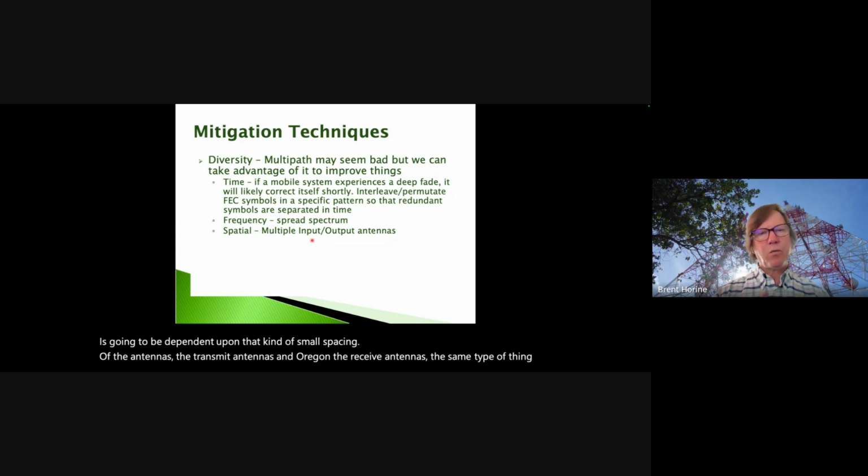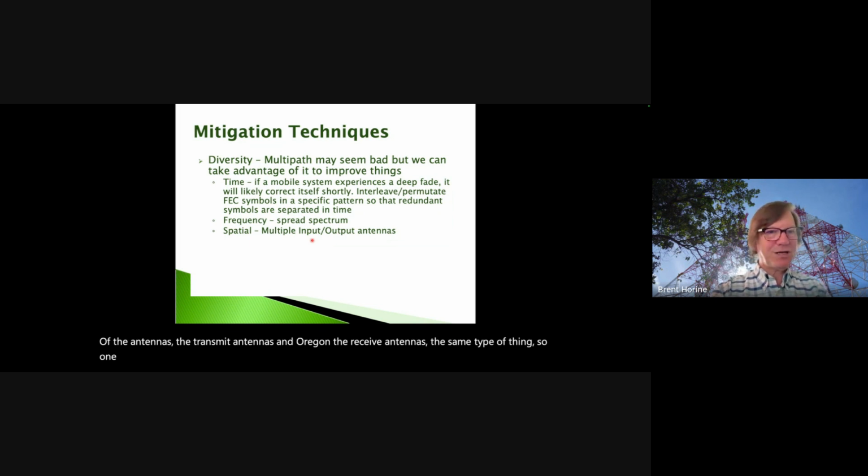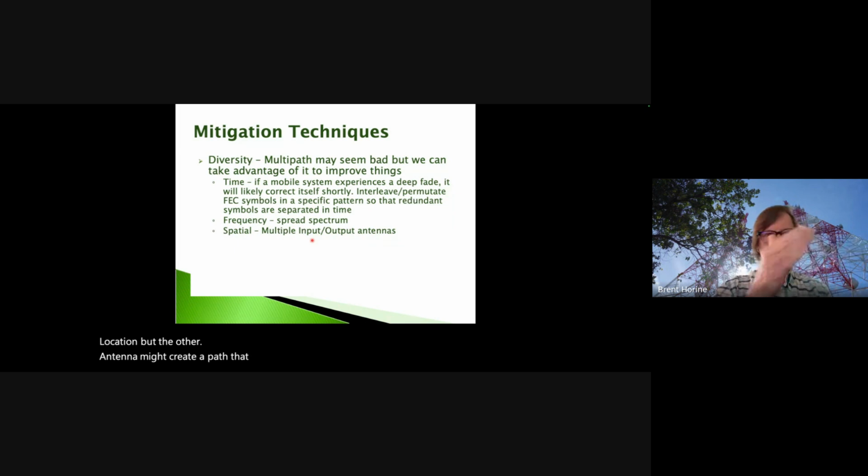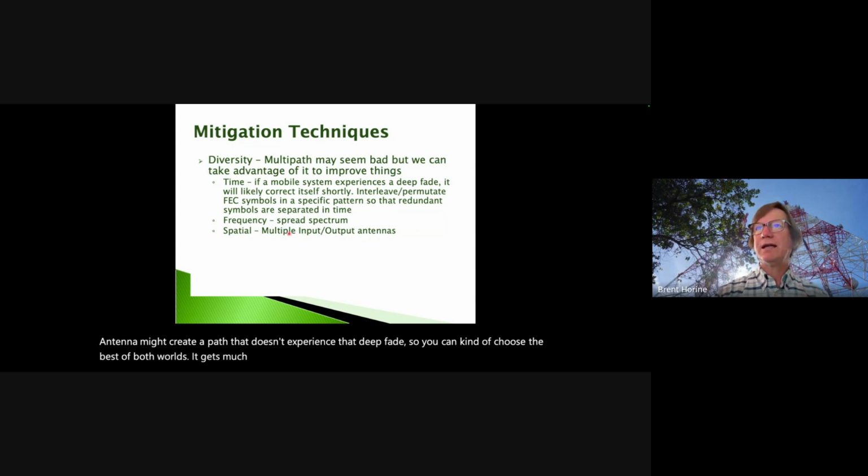So one path might be suffering a deep fade at that frequency and location, but the other antenna might create a path that doesn't experience that deep fade. So you can kind of choose the best of both worlds. It gets much more sophisticated in that. Again, we'll have a lecture on this MIMO, multiple input, multiple output antenna system.